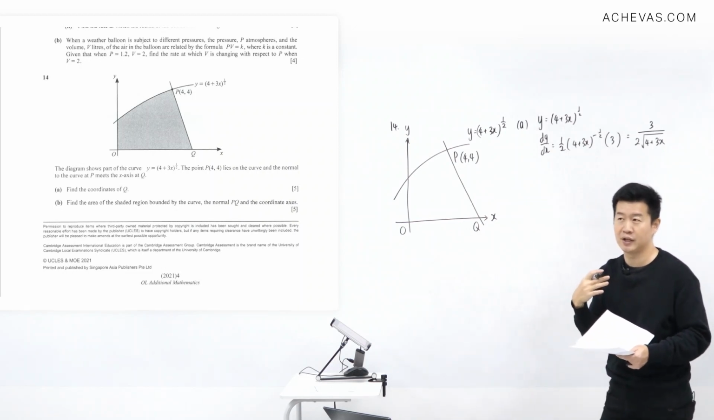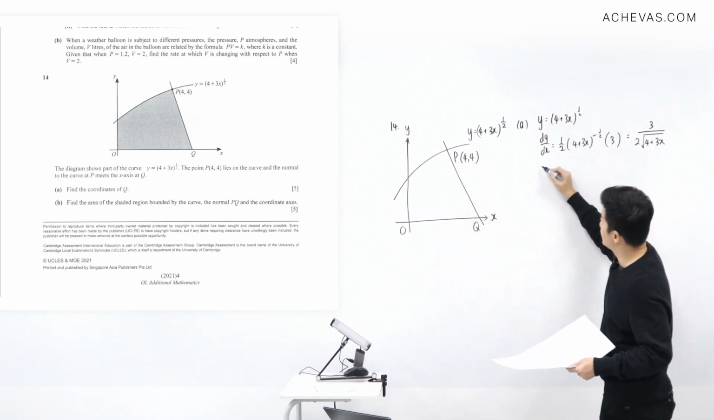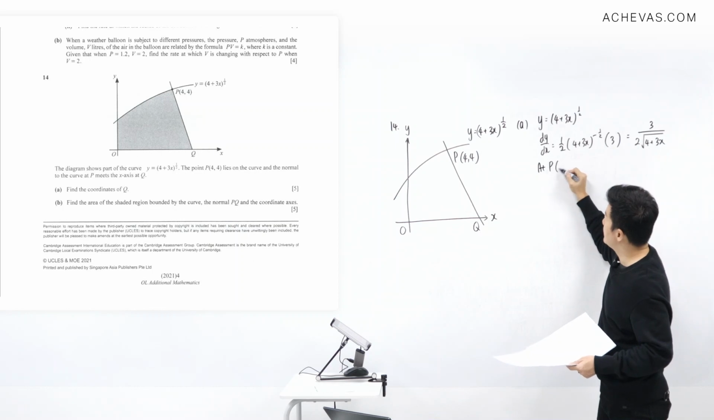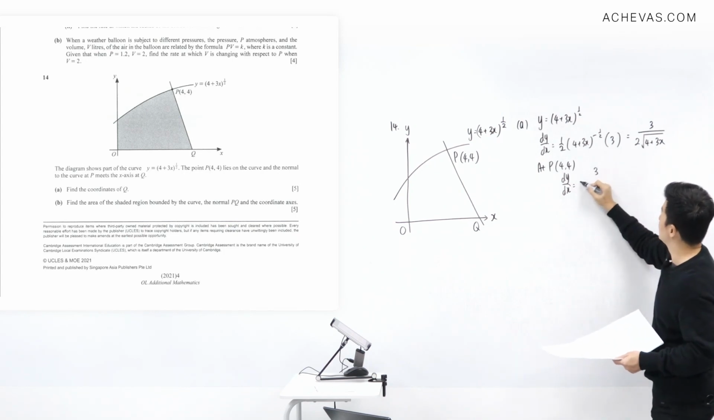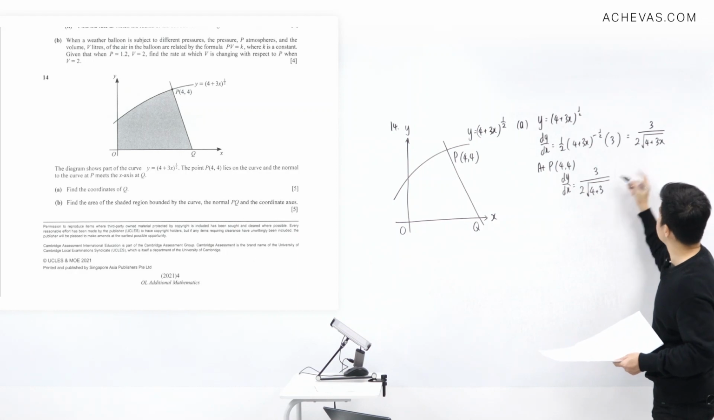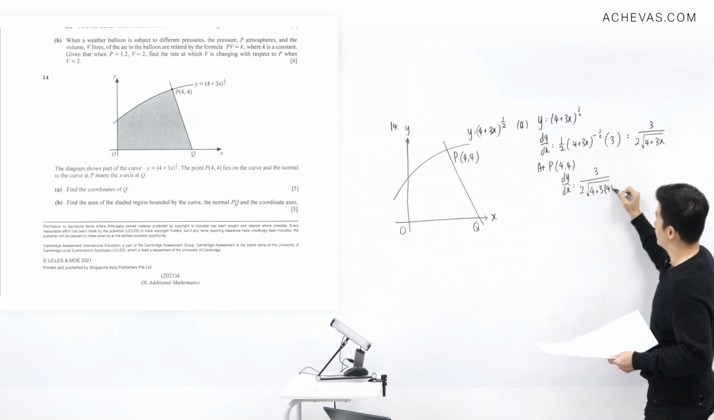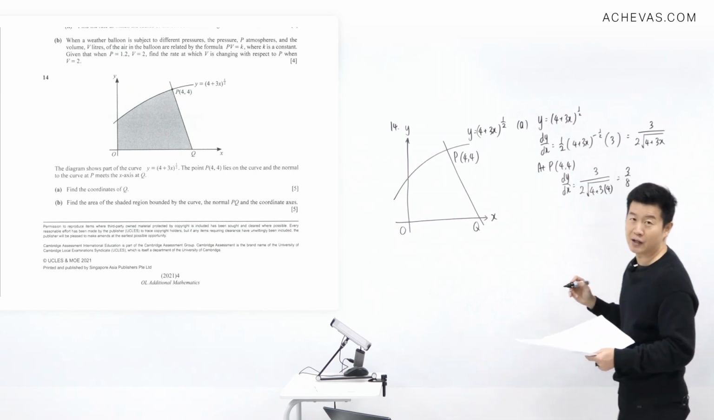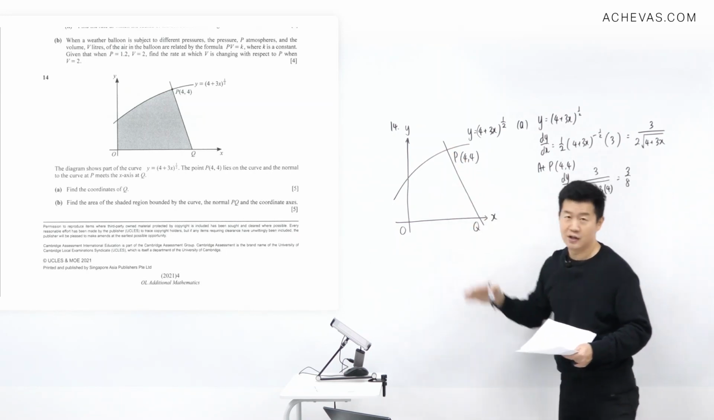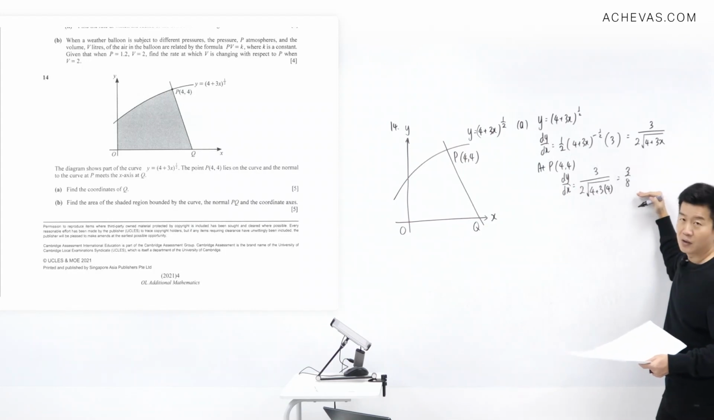So I'm going to first work on the gradient of the tangent at this point P. So at the point P (4, 4), the gradient of the tangent, which is dy/dx, is going to be equal to 3 over 2 square root of (4 plus 3 times x), where x is equal to 4. So this is equal to 3 over 8, which means that the gradient of this line is going to be negative 1 over 3 over 8, which is negative 8 over 3.